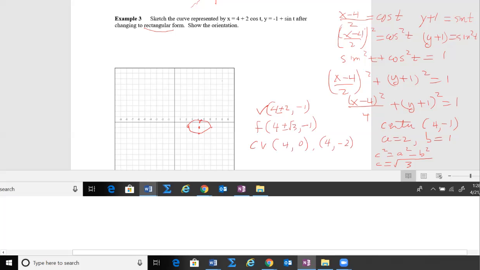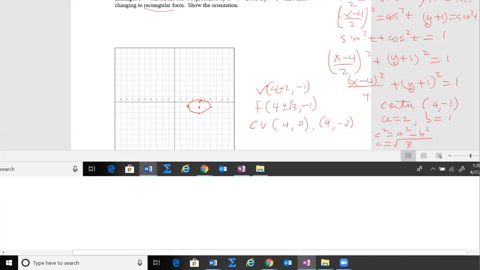We did more than we had to for that one. All that was asked for was the curve. Now, what about the orientation? We didn't talk about that. Because I just threw this together as a rectangular equation, I don't know the orientation. So to get the orientation, you'll have to check a few points.